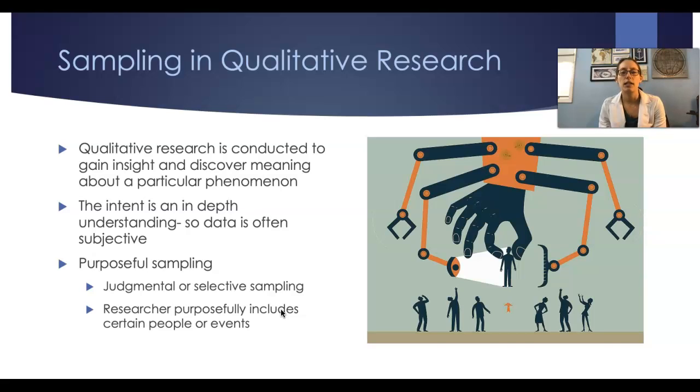Qualitative research is conducted to gain insight and discover meaning about a particular phenomenon. So the intent there is an in-depth understanding. The data is usually subjective, but we do purposeful sampling. We'll either be judgmental or selective in our sampling, and the goal here is to purposefully include certain people or events. So if we did a random sample of the population and asked them about a car accident, we would get a limited number of responses that we needed. In this one, we're saying we don't really care if it's random because they have to have met this inclusion criteria, and we can pick a higher number of people if we already know that that inclusion criteria exists.